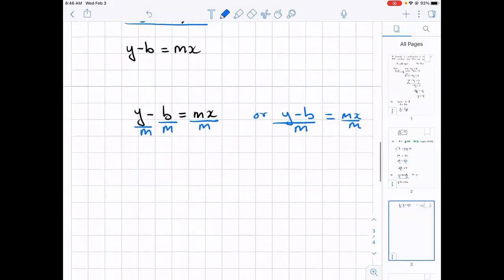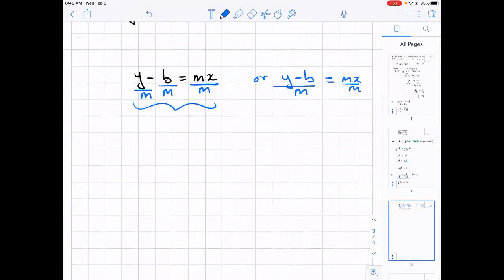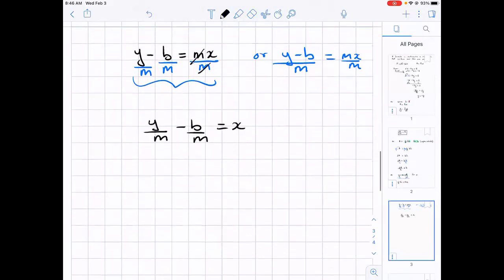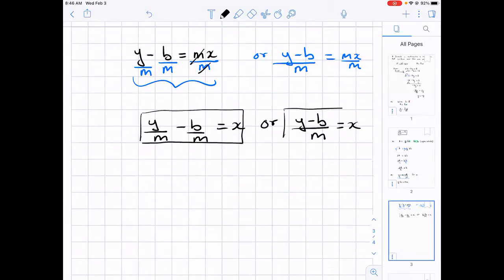The reason I like doing it this way is because if there's some simplification, you may be able to see it. So now this m cancels with that m, and you're left with y over m minus b over m is equal to x. Which is the same, by the way, as y minus b over m equals x. So either one of these two answers is correct. Any one of them.